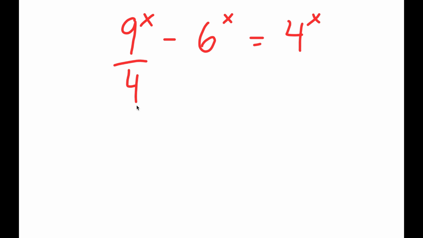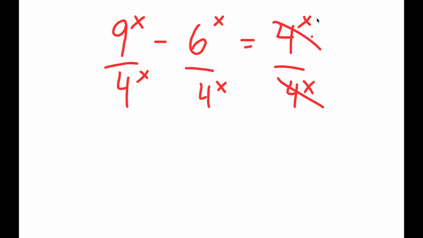Alright, so in this video, I'm going to solve the equation 9 to the power of x minus 6 to the power of x is equal to 4 to the power of x. So to solve this, I'm going to first start by dividing all my terms by 4 to the power of x.